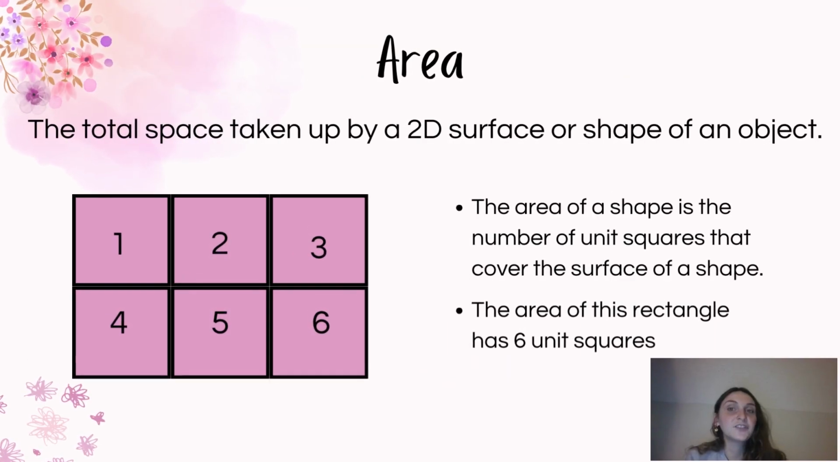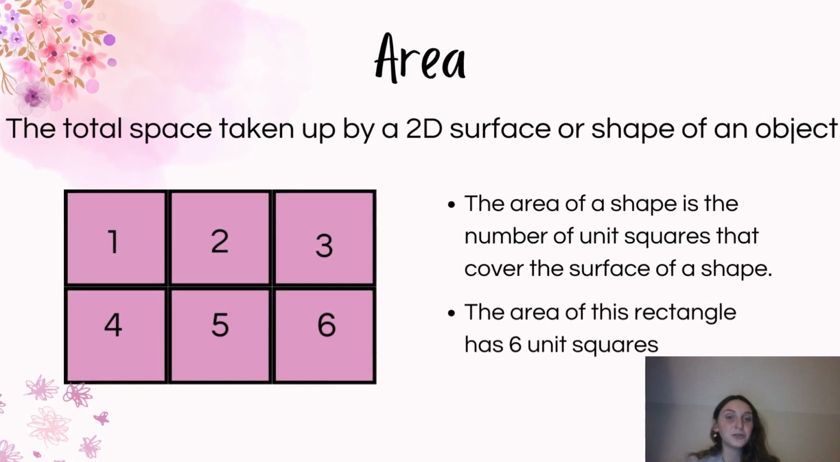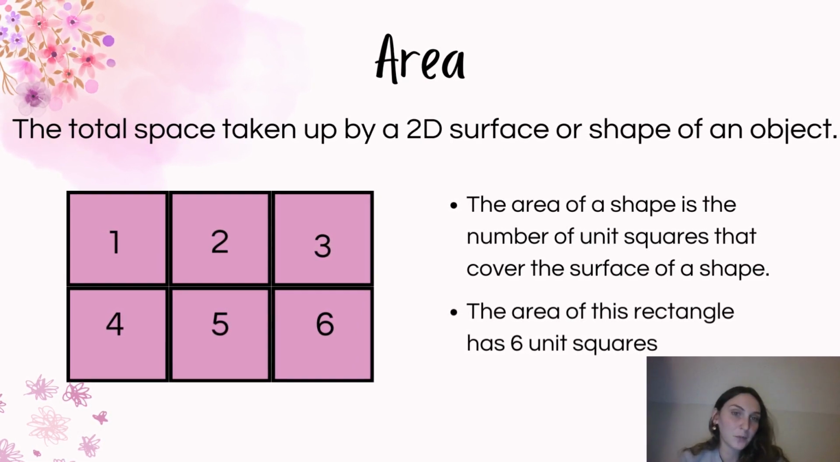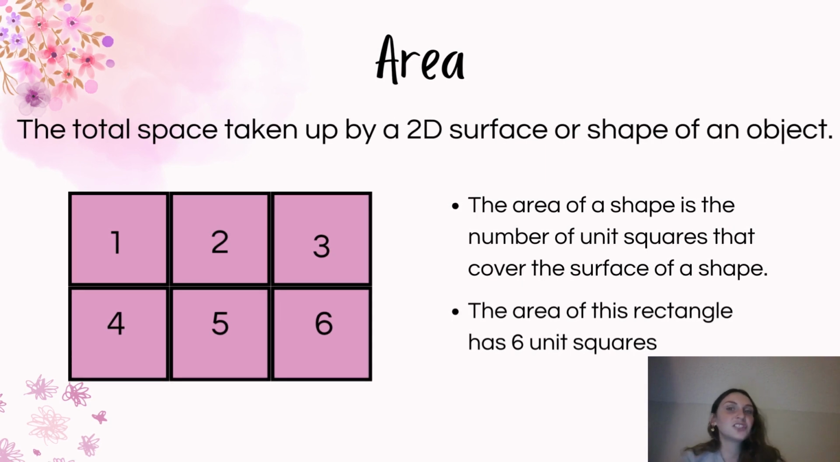Area is defined as the total space taken up by a 2D surface or shape of an object. The area is the number of unit squares that covers the surface of the shape. Understanding how to identify the area of a shape or a space is important for a variety of different purposes. For example, if your parents wanted to put new tiles in their bathroom, then they would have to know the area of the room to know how many tiles they have to buy to complete the project.